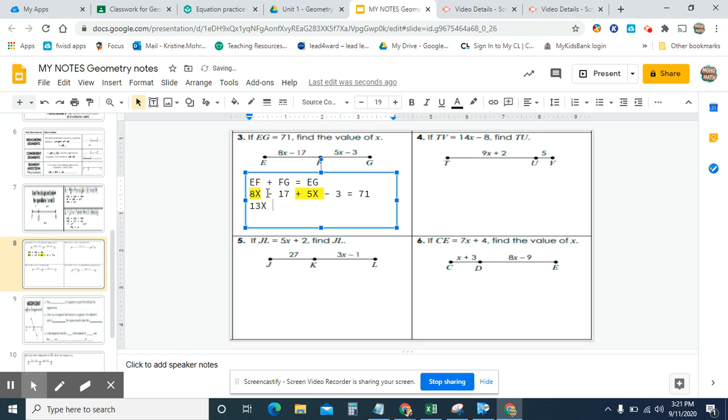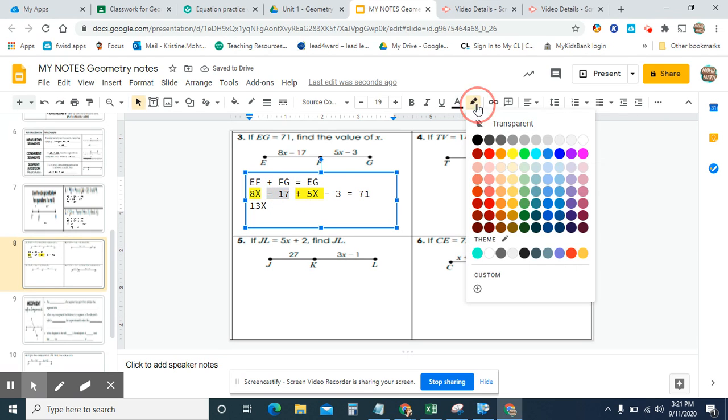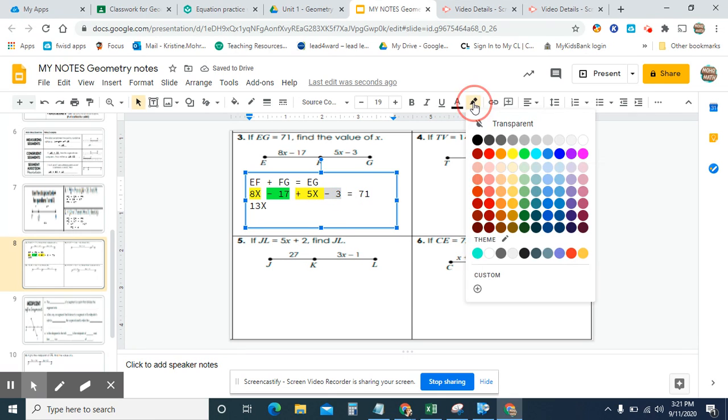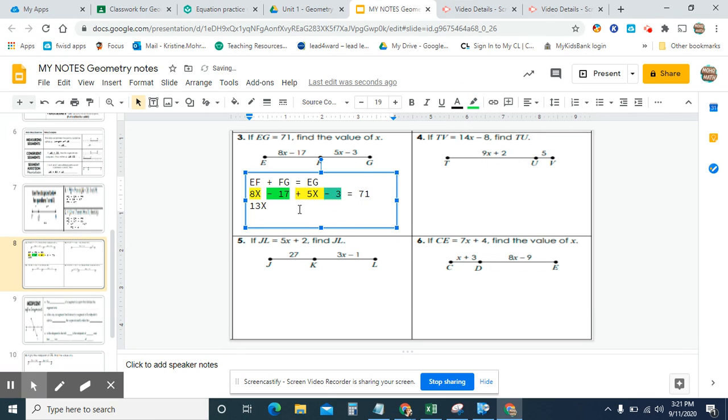But then we also have negative 17, so let's do that one green, and a negative 3. Let's also highlight that green. So we know that those two in green are the same kind of like terms, constants. Negative 17 minus 3, if we combine those together, that's going to give us negative 20. Now, there's nothing to combine on this side with the 71, so it's just going to come down. It's equal to 71.